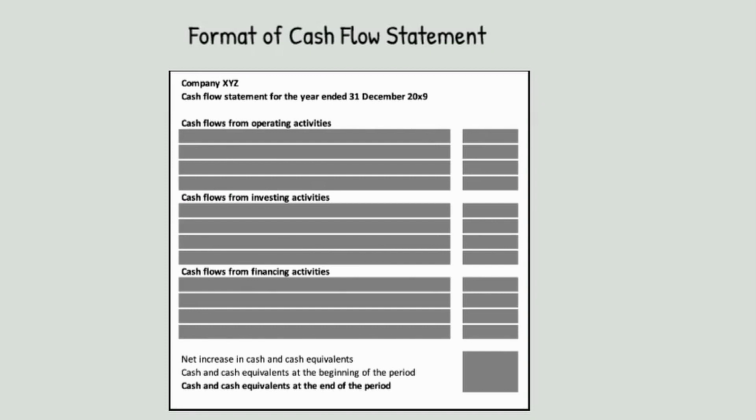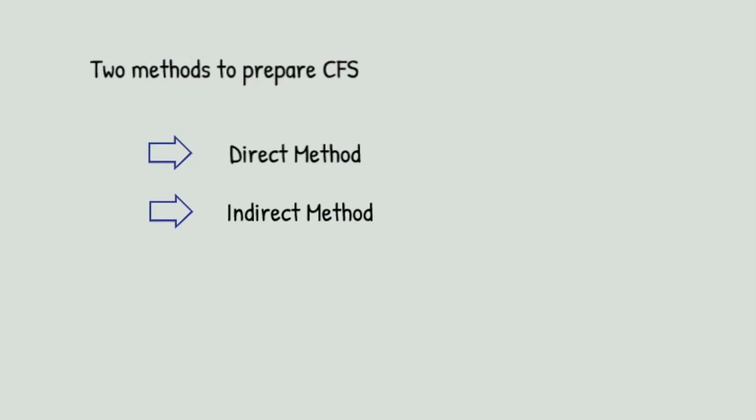Quick recap about the format of the cash flow statement. We mentioned that it contains three sections. One, cash flow from operating activities. Second, cash flows from investing activities. And last, cash flow from financing activities. We also mentioned that there are two methods that can be used to prepare the cash flow statement: direct method and indirect method. The difference between both is how we prepare cash flow from operating activities.